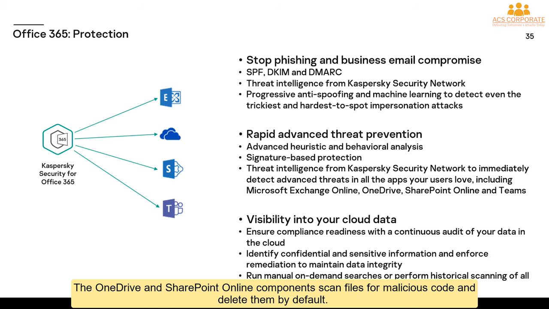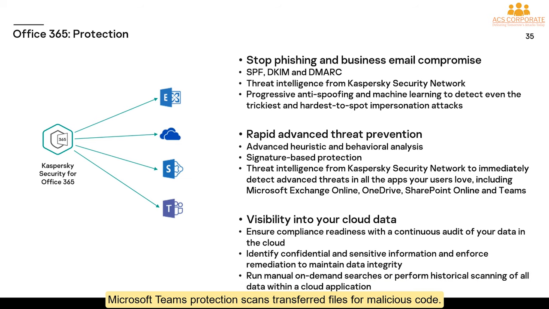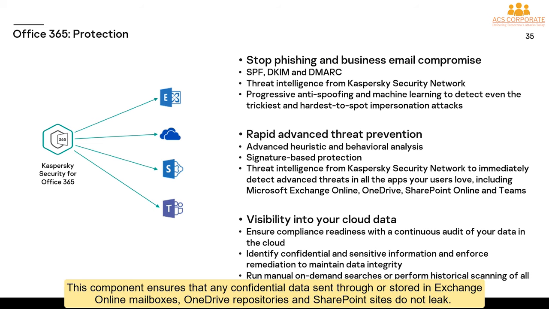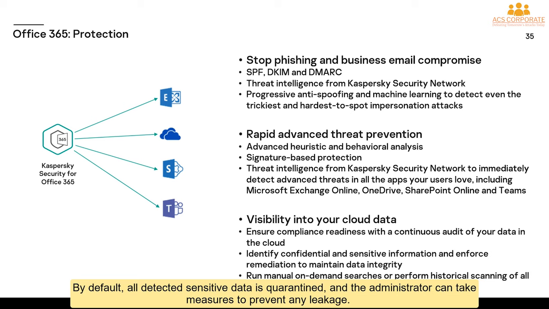The OneDrive and SharePoint Online components scan files for malicious code and delete them by default. Microsoft Teams Protection scans transferred files for malicious code. As well as having the same components as Kaspersky Endpoint Security, Kaspersky Security for Microsoft Office 365 also has data discovery. This component ensures that any confidential data sent through or stored in Exchange Online mailboxes, OneDrive repositories, and SharePoint sites do not leak. By default, all detected sensitive data is quarantined, and the administrator can take measures to prevent any leakage.